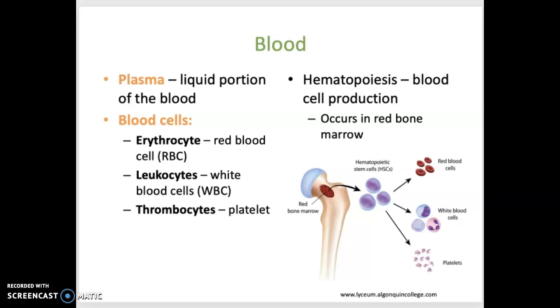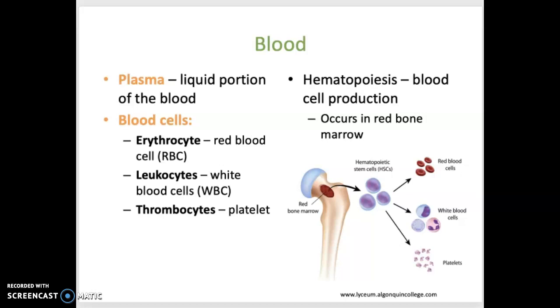There are three types of blood cells. Erythrocytes are red blood cells, and their job is to transport oxygen and carbon dioxide. They are the most abundant blood cells. There's more of these than any of the other two types. And they contain hemoglobin, which is a molecule that contains a red pigment. And this is what gives red blood cells their color. This molecule carries oxygen and carbon dioxide.